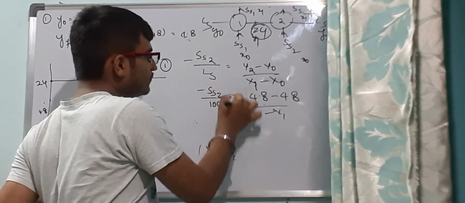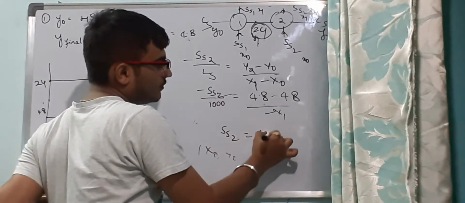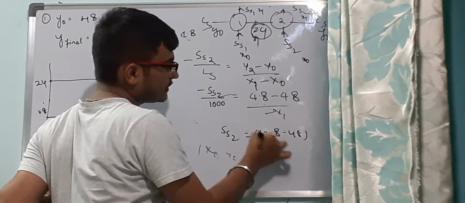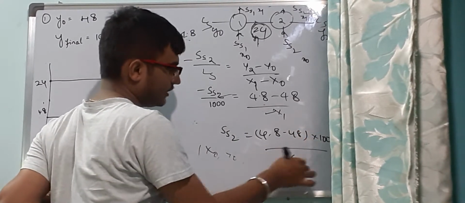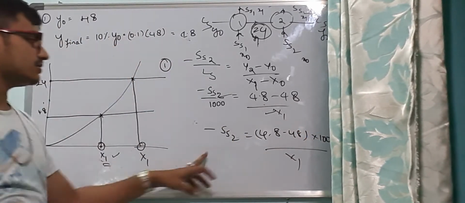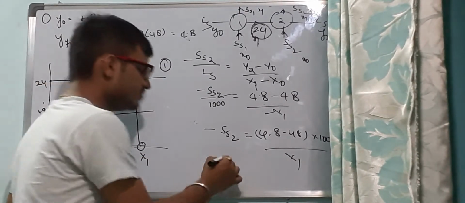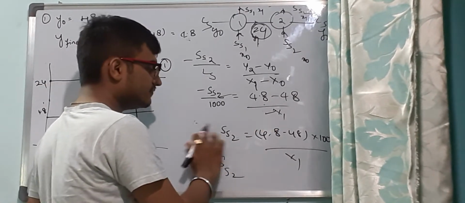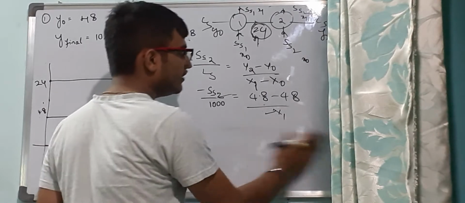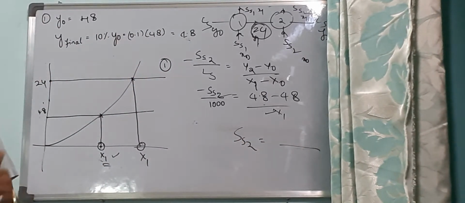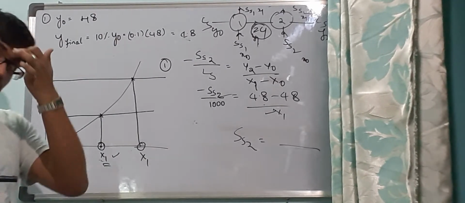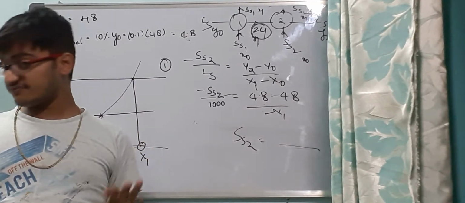So again you get the x1 value. So your SS2 value will be (4.8 minus 48) into 1000 by x1, minus SS2 value you will get. So SS2 will be, anyway, this is positive. You can find out SS2 from this, right? So this is how you do the problem. So this is the first problem.